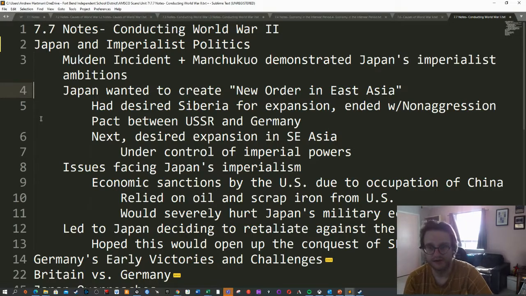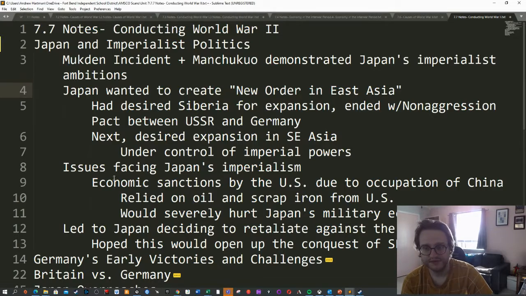For example, they even wanted Siberia, but they couldn't do that anymore because their ally Germany was now in a non-aggression pact with the Soviets, which meant that so too was Japan. Next, they wanted a lot of expansion in Southeast Asia, but the problem was that Southeast Asia was under the control of imperial powers. So what if it wasn't? What if it was open and available for Japan to take over?